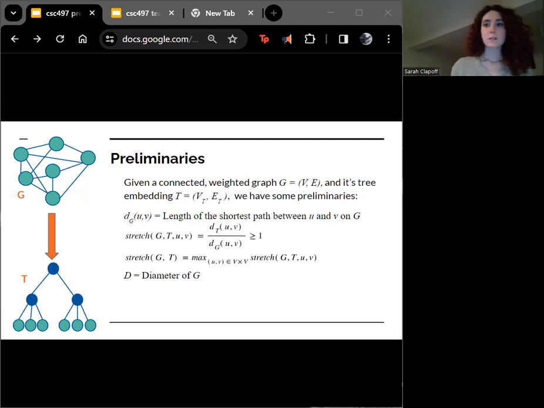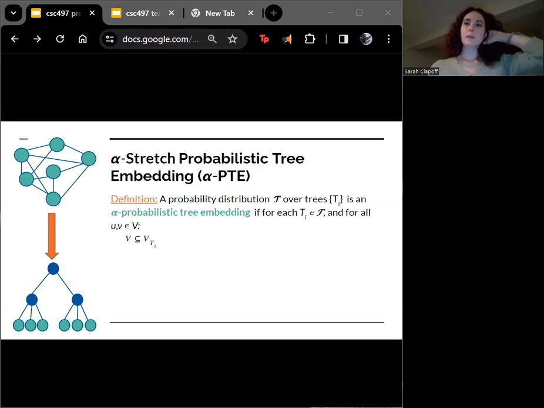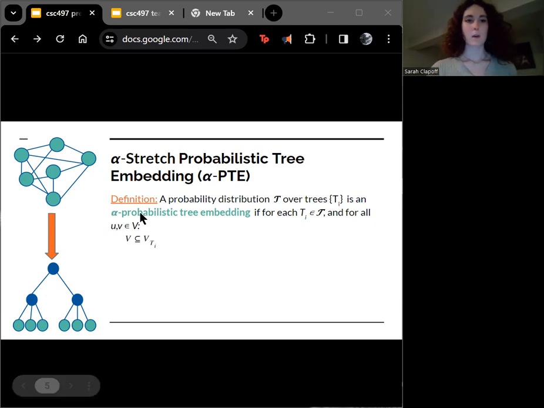But one tree does not preserve all pairwise distances with a good stretch. So we want to create a probability distribution of trees, which is where probabilistic tree embedding comes from. So if we can construct this distribution T over the set of trees Ti, such that for each Ti and for all node pairs in G, we have the following things. Number one, the set of nodes on G is a subset of the nodes on T. So you can see here all the nodes here are leaves, and we have some extra nodes here on the tree.